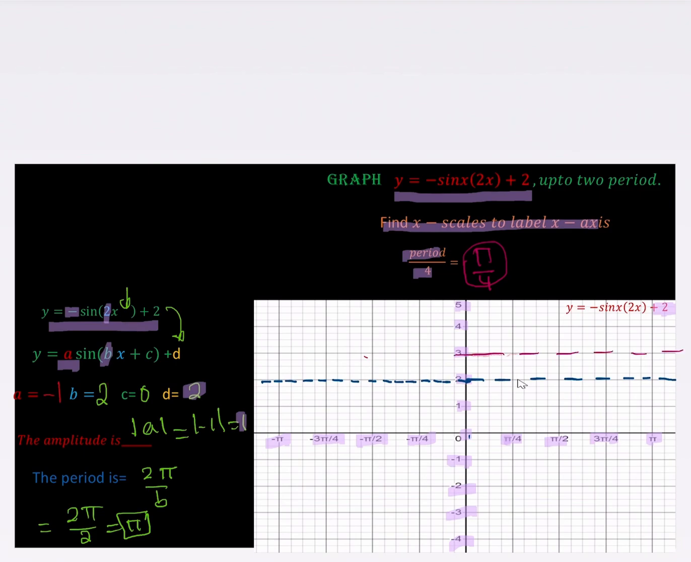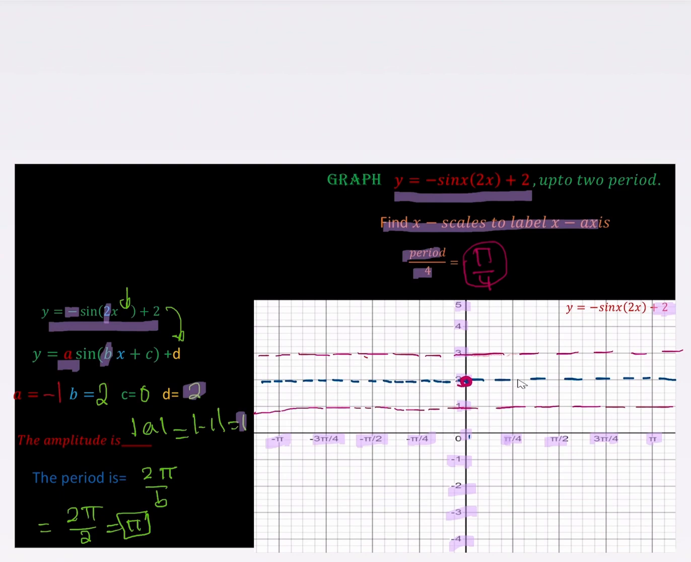Okay, you could see it. And if you go up 1, you also go 1 down. Okay, and there you go. So remember that instead of thinking of starting from 0, you're going to start at 2.